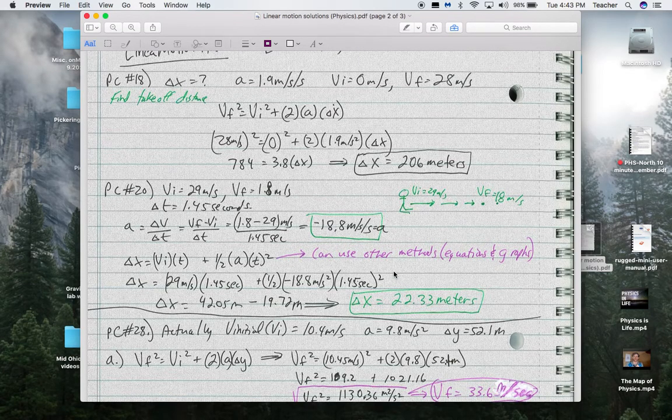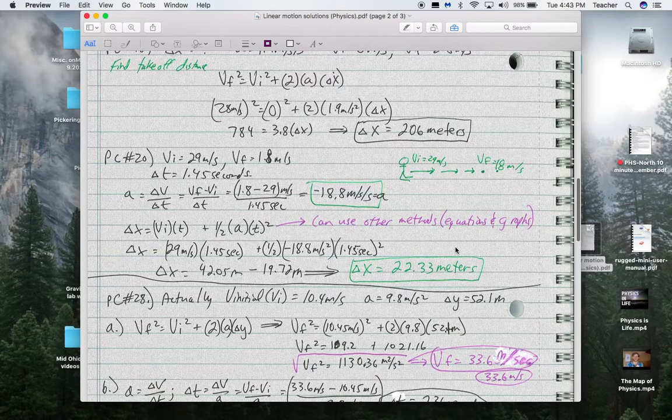You could have also used VF squared equals VI squared plus 2AX. Or you could have made a velocity time graph and gotten the area of that. It'd be a little tougher because you'd have to use a triangle and a rectangle, or if you knew how to find the area of a trapezoid.